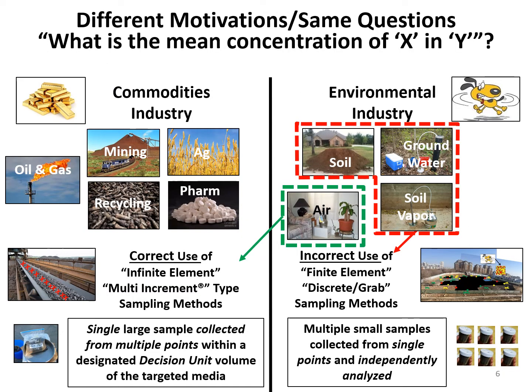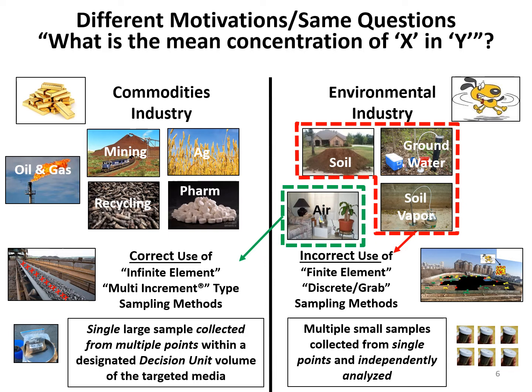When comparing the commodities industry and environment industry, it's really the different motivations, but the same question. Ultimately, what we're trying to get to in these sampling intensive industries is what is the mean concentration of X in Y. In the commodities industry, these are industries like mining, agriculture, recycling, pharmaceuticals, and even oil and gas. Several decades ago, they developed and started using a correct use of what we now refer to as infinite element or multi-increment type sampling methods to test these types of commodities.